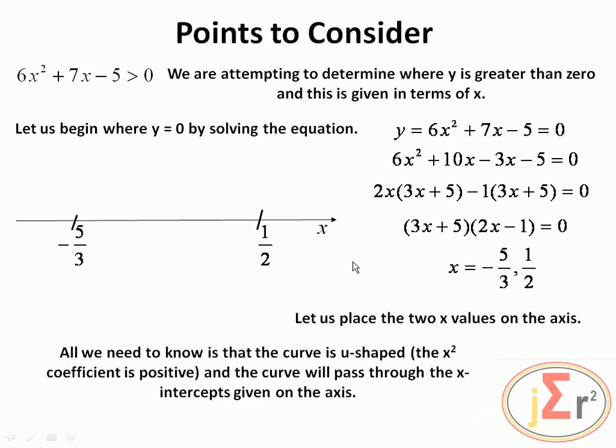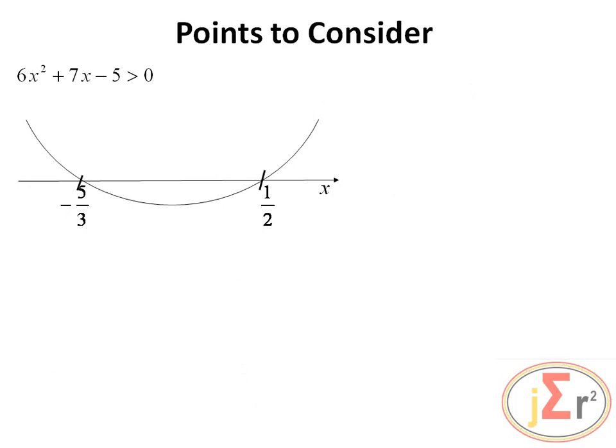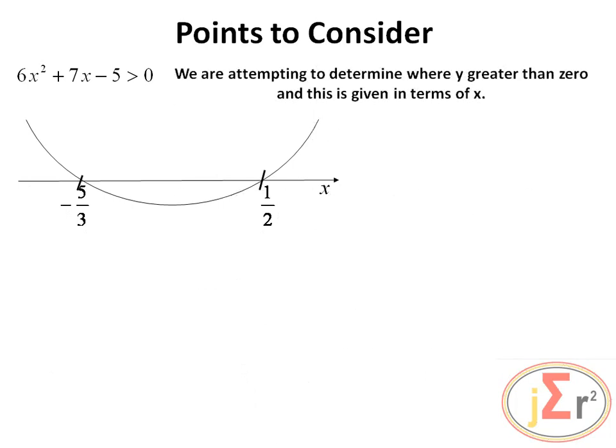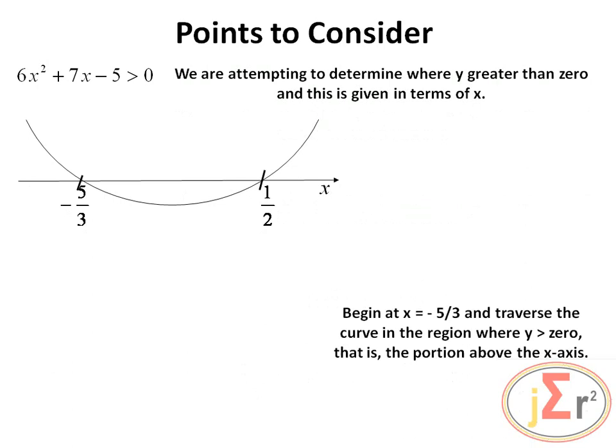All we need to know is that the curve is U-shaped. Of course, it has to be U-shaped. The x squared coefficient is positive, and the curve will pass through the x-intercept given on the axis. There we have it. We are attempting to determine where y is greater than 0, and this is given in terms of x.